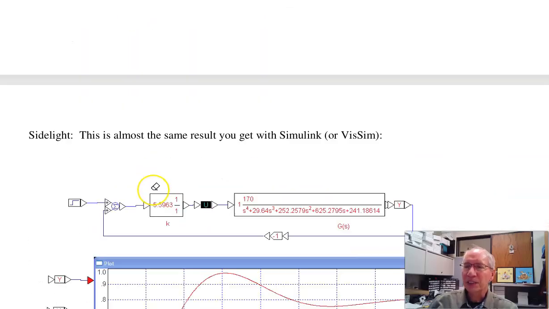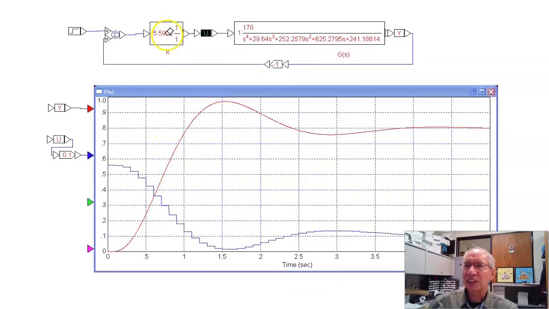The way to actually implement it is a hybrid system. I've got K of Z and G of S. Put the two together, I should get 20% overshoot.